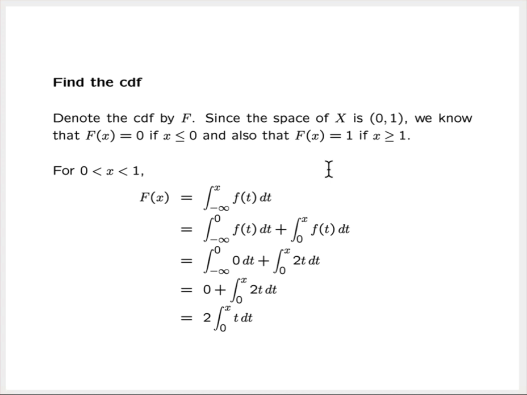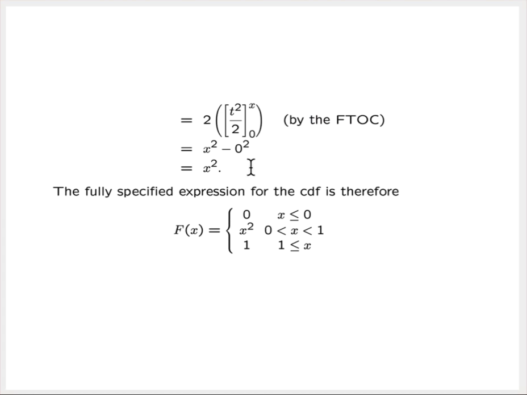So we take these three results. This result here says that the CDF, capital F of x, is equal to 0 for any values of x less than or equal to 0. We take this result here, that the CDF is equal to 1 for any value of x greater than or equal to 1. And then this result here says that for values of x between 0 and 1, the expression for the CDF is given by x squared. So we take all those results together and we get this fully specified expression for the CDF.